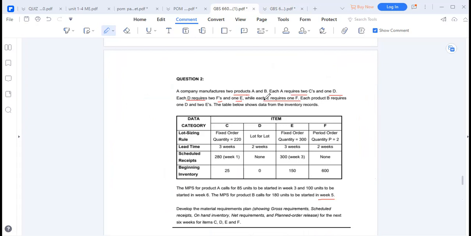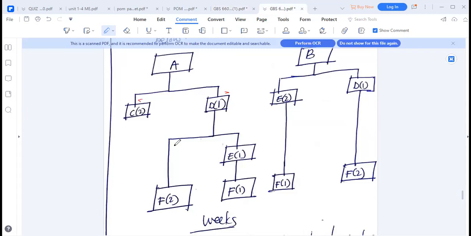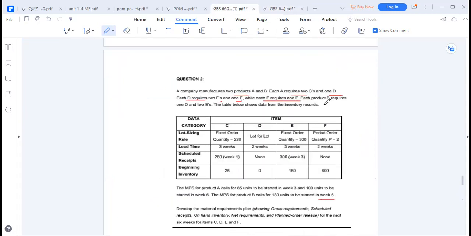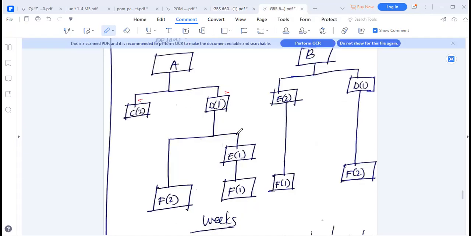So from here, this is where the structure is coming from. It's still on product A, which requires 2 C's and 1 D. Under this one, D requires 2 F's and 1 E. Then E, from the information, each E requires 1 F. So this is the product structure for A.